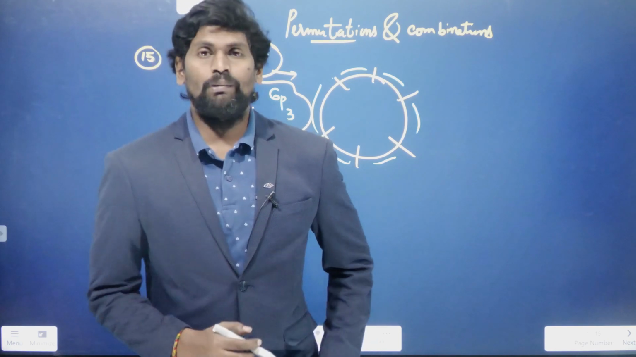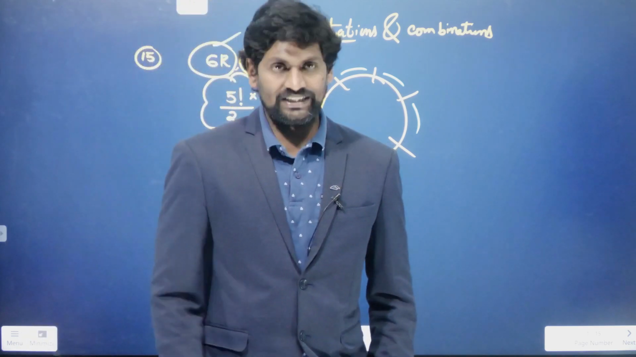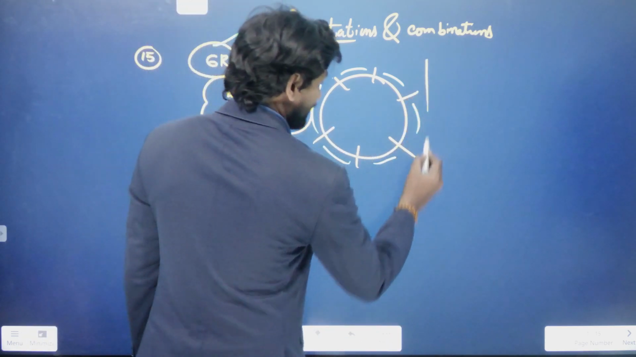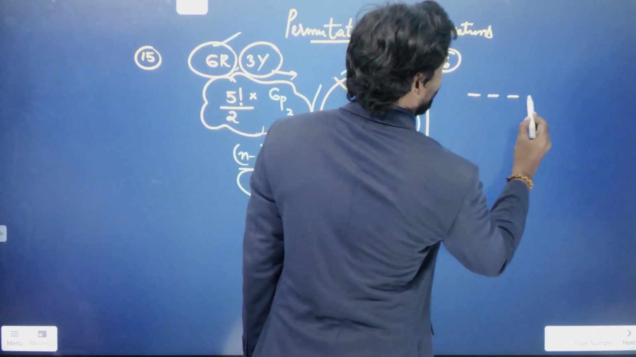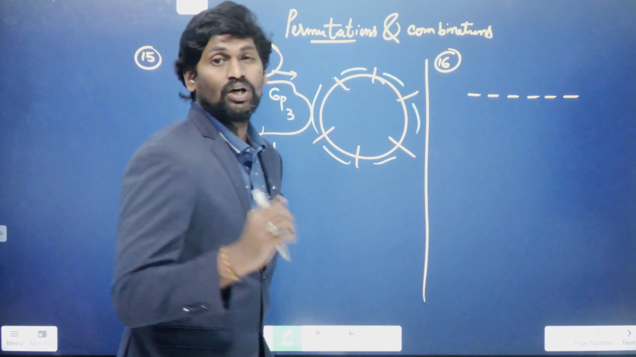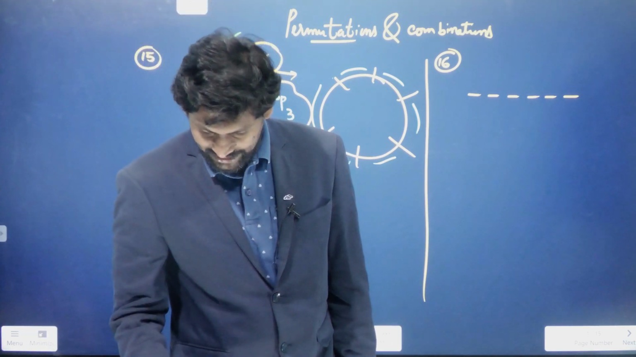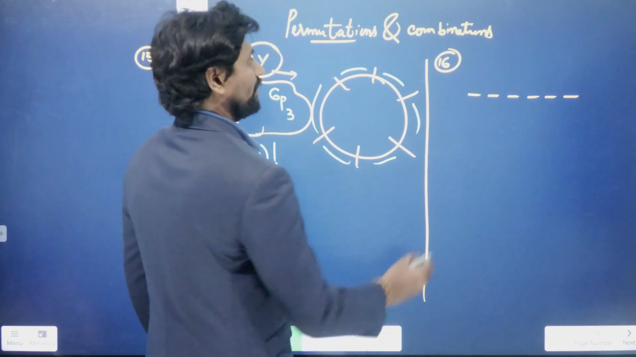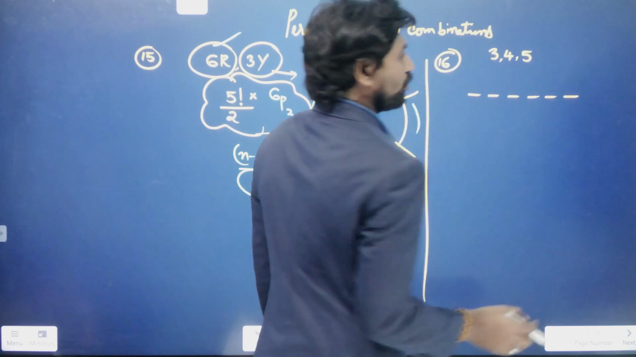So let us move on to problem number 16. The number of numbers formed having not more than 6 digits. Not more than 6 digits means 6 digits we can take: 1, 2, 3, 4, 5, 6. It should not cross 6, but 6 we can take. Not more than 6 digits using the numbers 3, 4, 5. We should use the numbers 3, 4, 5.